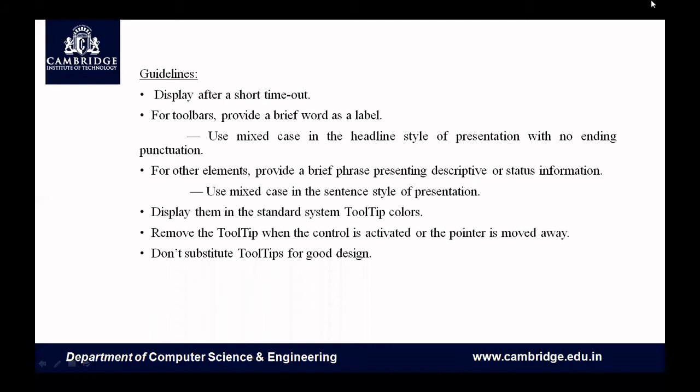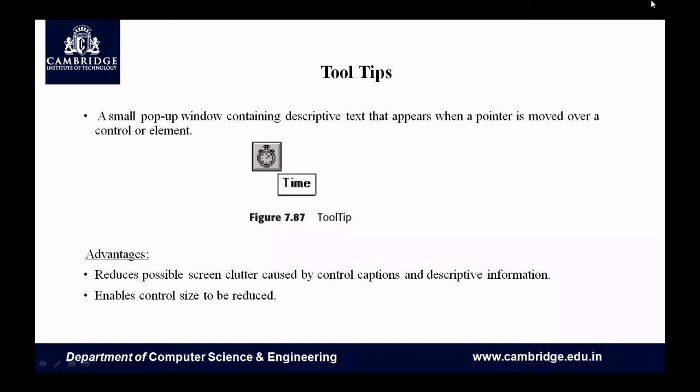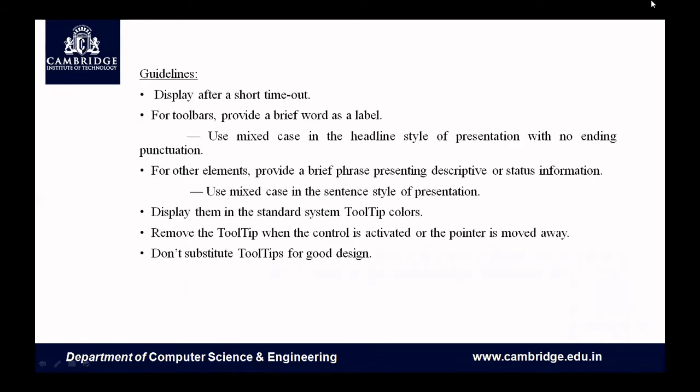And one more guideline you have to follow is that you have to remove the tooltip when the control is deactivated, right? So, when the pointer is moved away from it, or when it is activated, the tooltip should be removed. Meaning the tooltip should appear only when the pointer is moved over the element. Once it is clicked or once it is moved away, the tooltip should vanish.